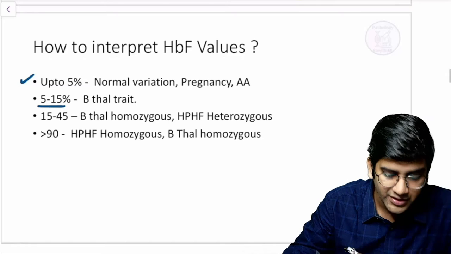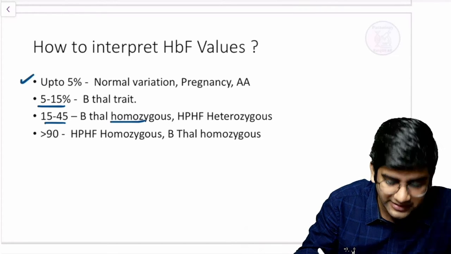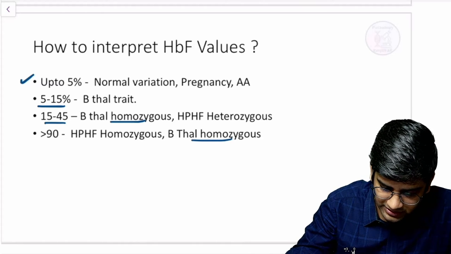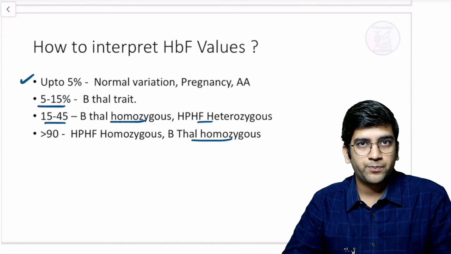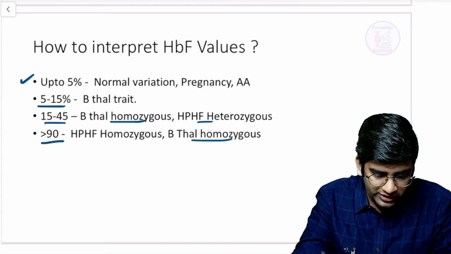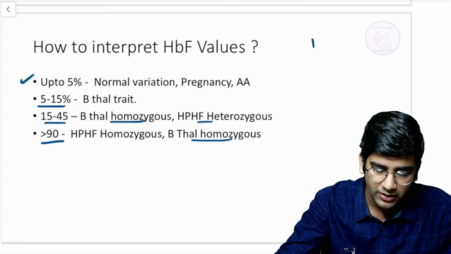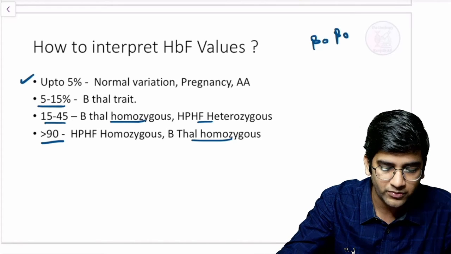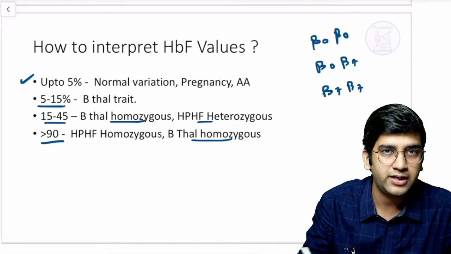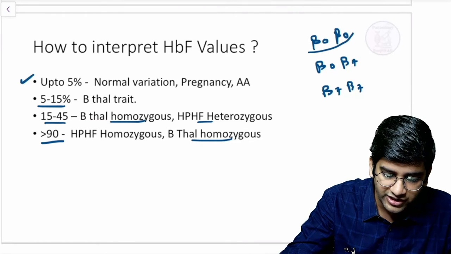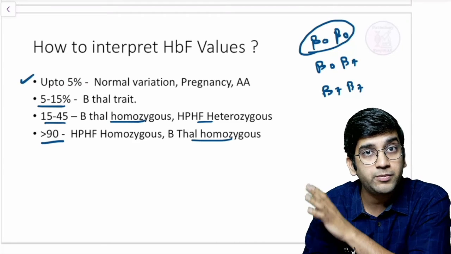5 to 15, think of beta thalassemia trait. 15 to 45, beta thalassemia homozygous. You must have seen that for both of them I'm writing beta thalassemia homozygous, right? Anything more than 15, I'm considering abnormal. Why I'm having more than 90 also and 15 to 45 also as beta thal homozygous is, if you remember, in beta thal homozygous, I can have beta 0, beta 0. I can have beta 0, beta plus. I can have beta plus, beta plus. Right? These are the variations. So definitely this will have the worst clinical scenario, and definitely HbF will be very, very high.